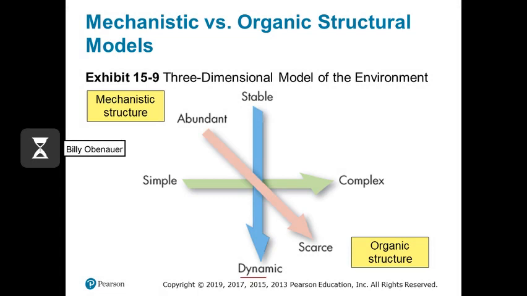Now, putting it all together, the more dynamic our environment is, the greater complexity it has, and the greater the scarcity of resources, the more we are going to benefit from an organic structure. The reason for that is the organic structure is going to allow us to adapt to these things. However, as the complexity of the environment simplifies, or the dynamism stabilizes, or resources become more abundant, we're going to benefit from a mechanistic structure. The reason for that is the mechanistic structure is going to allow us to be more efficient in these types of environments so that we can capitalize upon that.